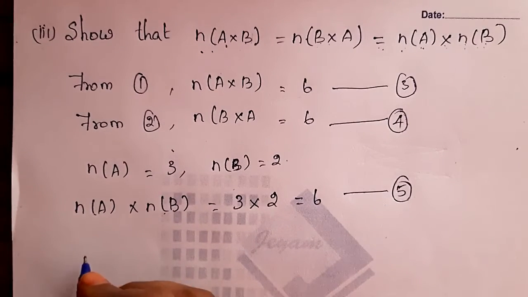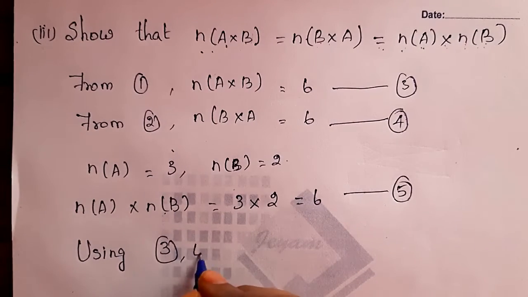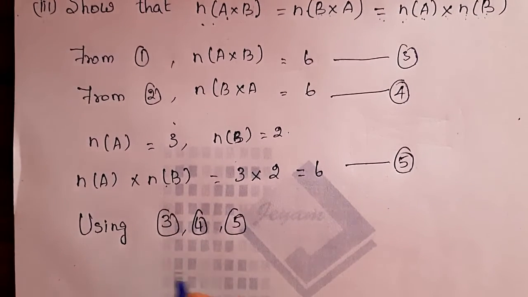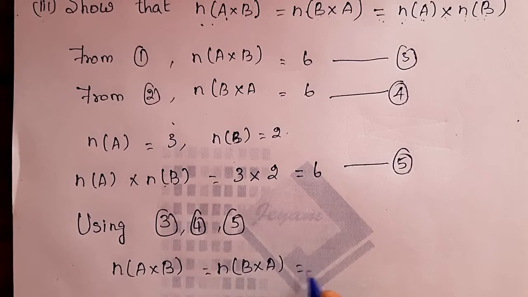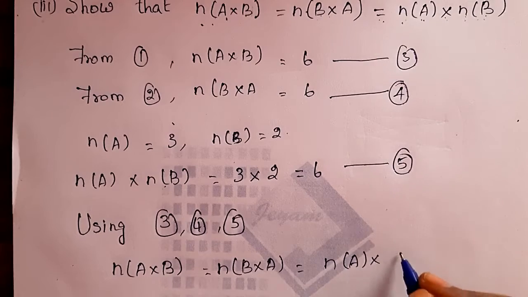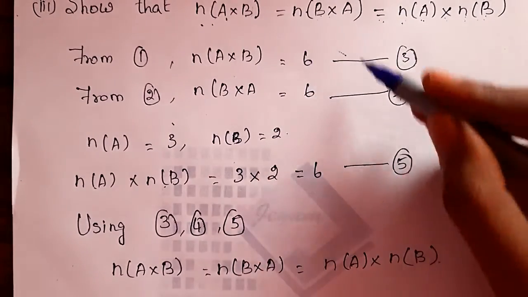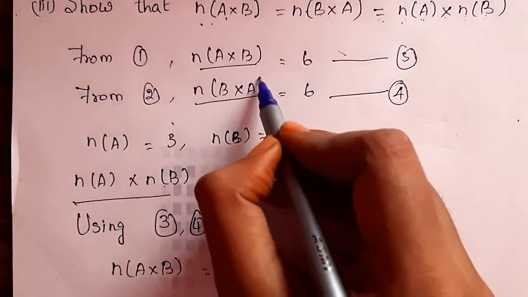So if you take equations number 3, 4 and 5, we conclude that n of A cross B is equal to n of B cross A is equal to n of A cross n of B, because all the right hand sides are equal, so definitely the left hand sides are equal. Okay.